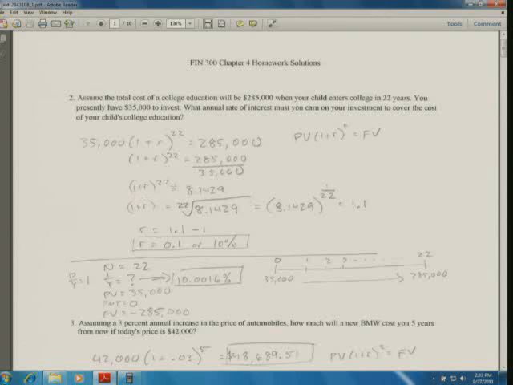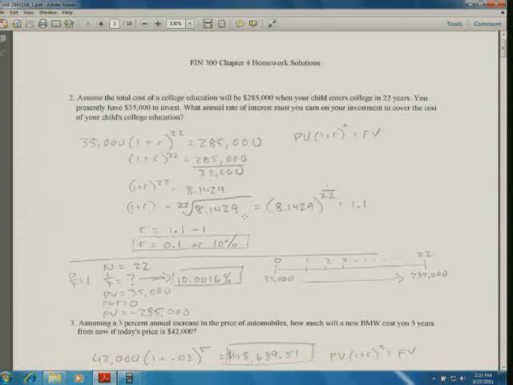I didn't write it down here, but what I've done to cancel out this 22nd is I took the 22nd root of 1 plus R to the 22nd, which just drops the exponent completely. They cancel out. And that's equal to the 22nd root of 8.1429. Now, you're probably looking at this and going, how am I going to make my calculator do that?